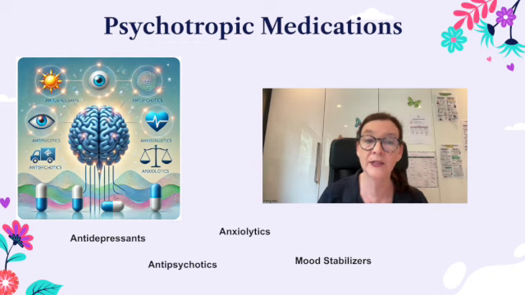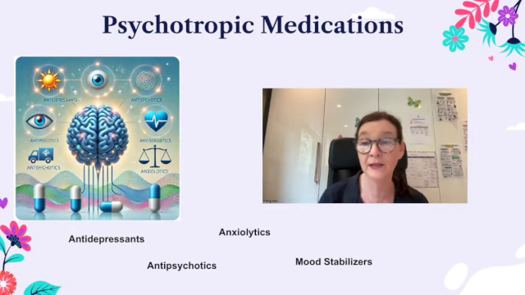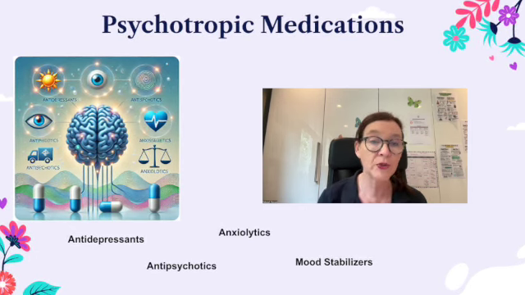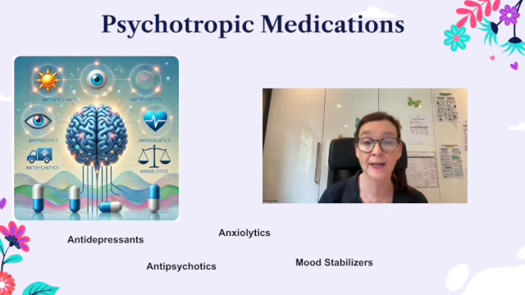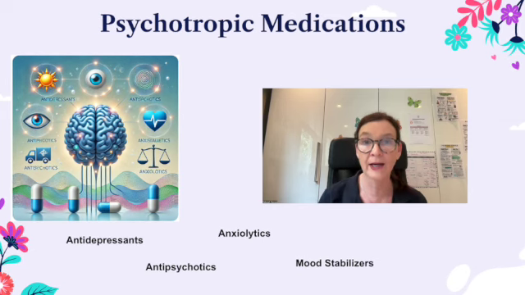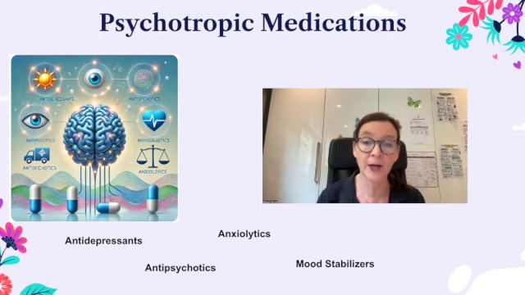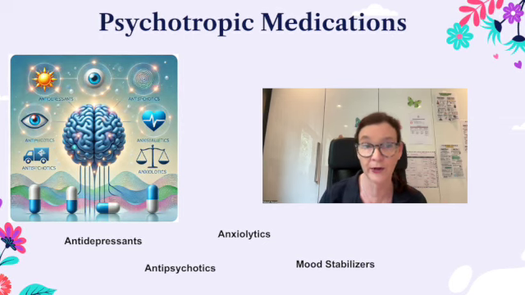So let's look at the different types of psychotropic medications. First, we have antidepressants. These are used to treat depression and sometimes anxiety or PTSD. The most common type is SSRIs, or selective serotonin reuptake inhibitors, like Prozac or Zoloft. They work by increasing serotonin levels in the brain to improve mood and emotional regulation.